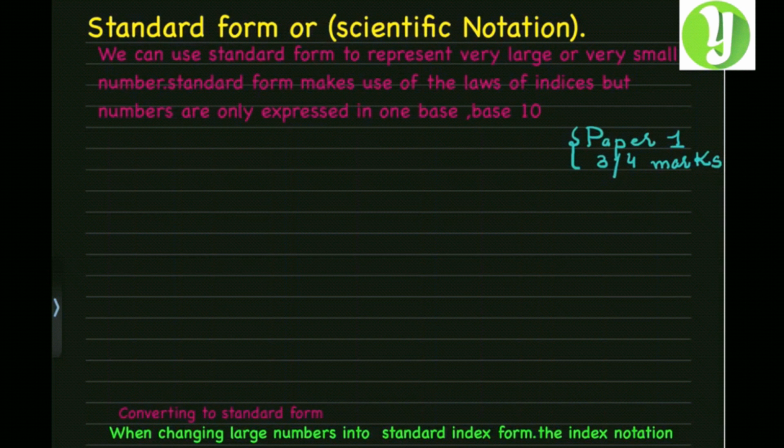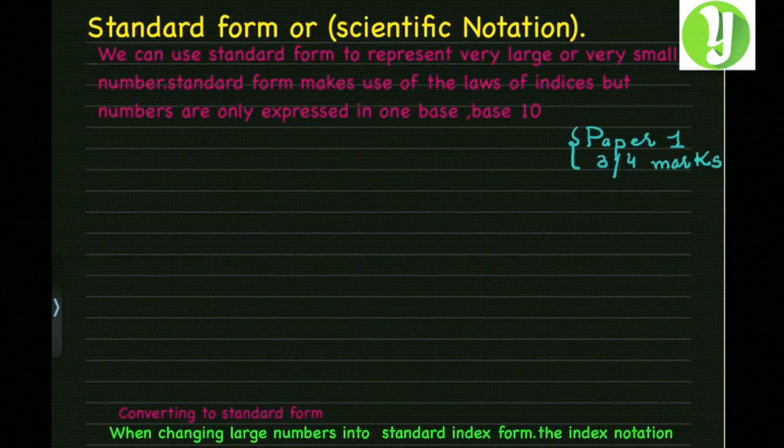So in this lesson we're going to discuss the standard form, or scientific notation. This chapter is important from the Paper 1 point of view because it contains 3 to 4 mark questions in Paper 1. In this lesson we're going to discuss the standard form, its representation, how to convert ordinary to standard, standard to ordinary, the multiplication of standard forms, division of standard forms, addition and subtraction. Okay, it's an important topic by the way.